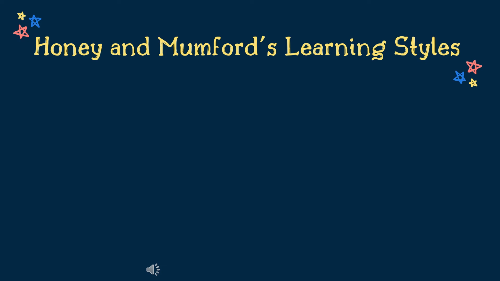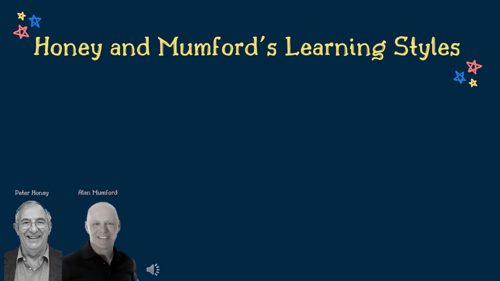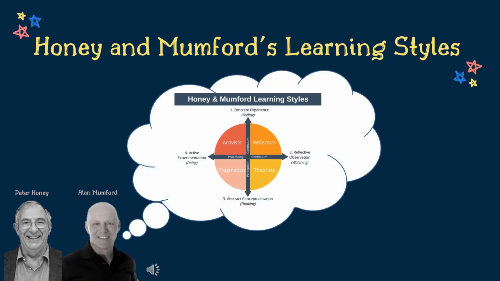Now let's move on to Honey and Mumford's learning styles. Peter Honey and Alan Mumford developed Kolb's model by focusing on how learning is used in practice, particularly at work. They identified 4 learning styles, namely activist, pragmatist, reflector, and theorist, using terms that we might naturally pick to describe ourselves and our colleagues.